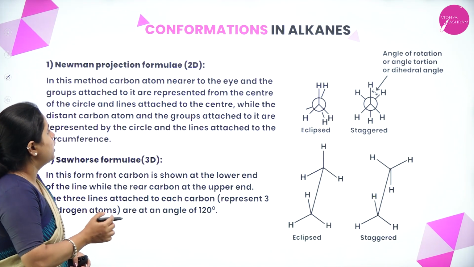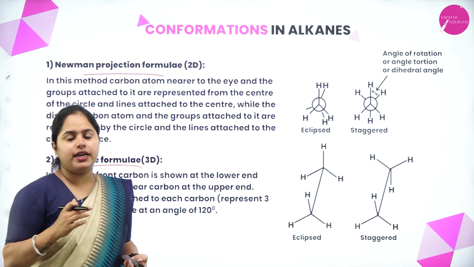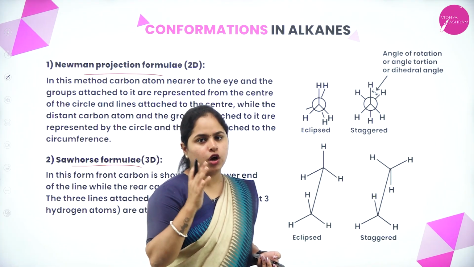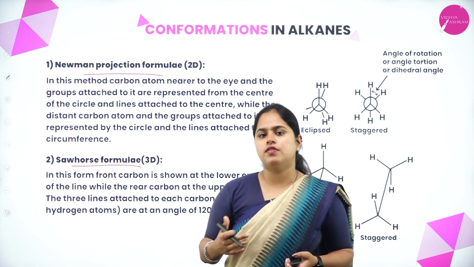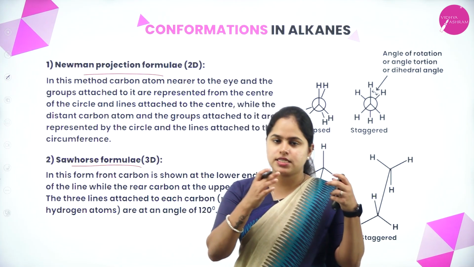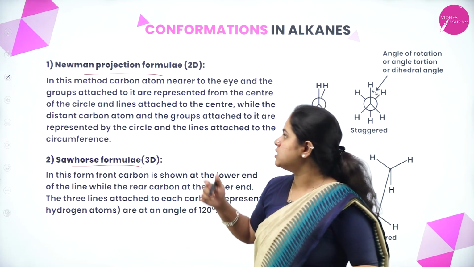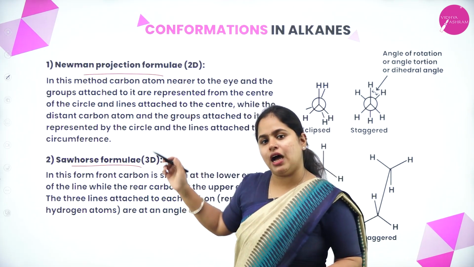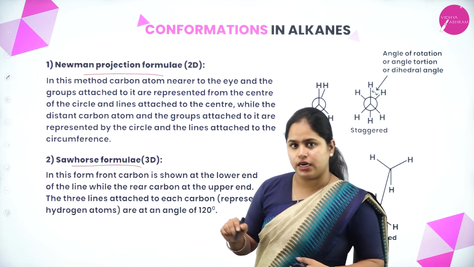Now, the next one is Newman projection and Sawhorse projection. So, we studied the two different conformations of ethane. One is staggered conformation and the other one is eclipsed conformation. And the staggered and eclipsed conformations, we can represent in two ways. One is using Newman projection and the other one is Sawhorse projection. So, the Newman projection we have already studied just now.